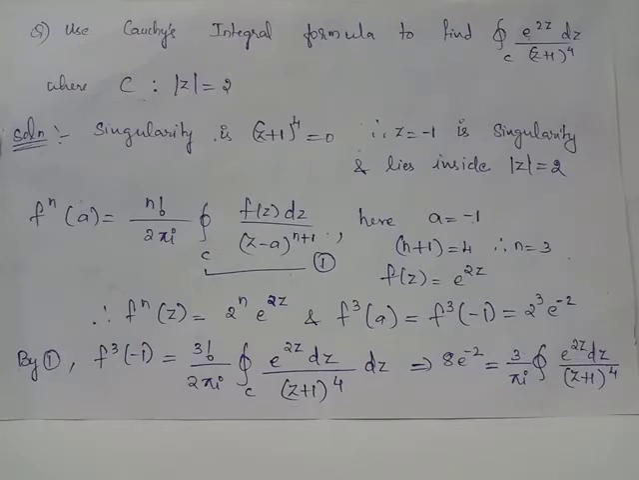We thus obtain z plus 1 equals 0, which gives z equals negative 1 as the singularity, and z equals negative 1 lies inside the circle modulus of z equals 2.